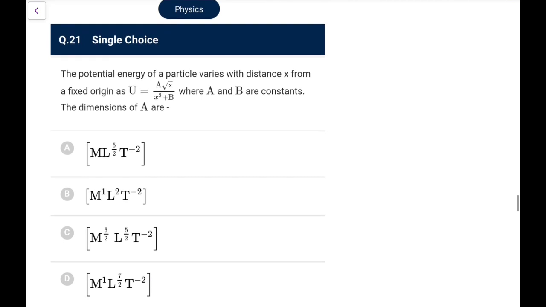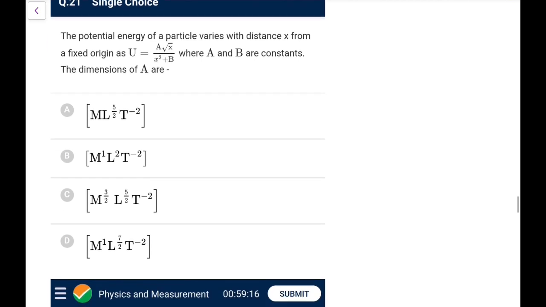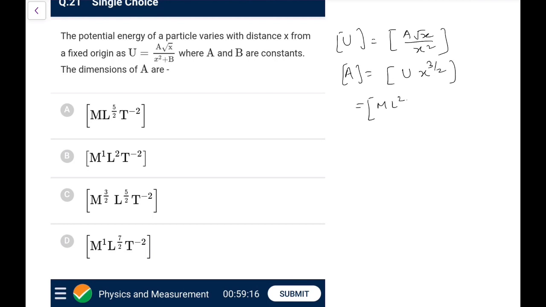Next, the potential energy of a particle varies with distance x from the fixed origin like this. The dimensions of A are, so just compare it. Because B's dimension matches with x square, since you are adding, the dimension of A would be U into x to the power 3 by 2. So U is energy, ML²T⁻², and this is L to the power 3 by 2. So this is ML to the power 2 plus 3 by 2, that would be 7 by 2, T⁻². So go for option D.